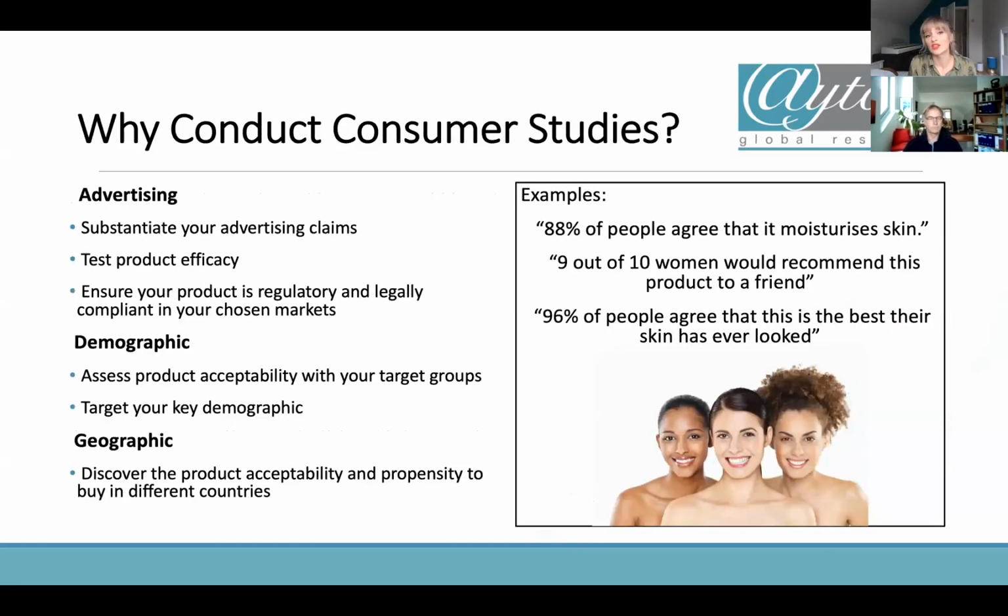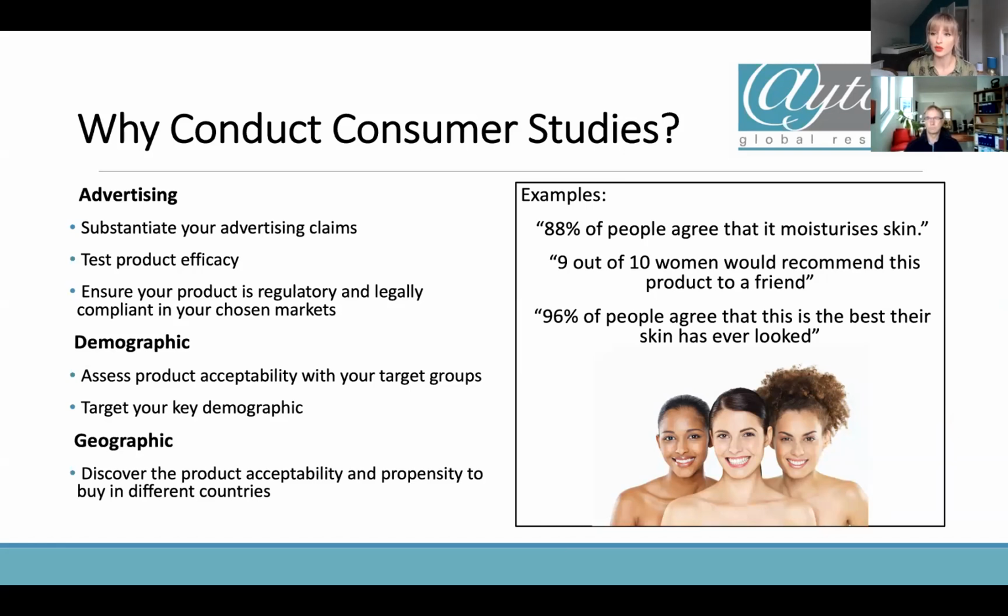There are other reasons to use consumer research as well, because obviously we're talking about claims today, but it's a really good point to think about what other marketing benefits you can get from consumer research. So obviously you want to substantiate your advertising claims, testing your product's efficacy, reflecting the conditions of use, and making sure that we're testing in the markets where you're selling your product. I always use the example of long-lasting foundation. If you tested that in the UK, you might have people agree that it's long lasting, they might have drier skin types, it might be a colder climate.